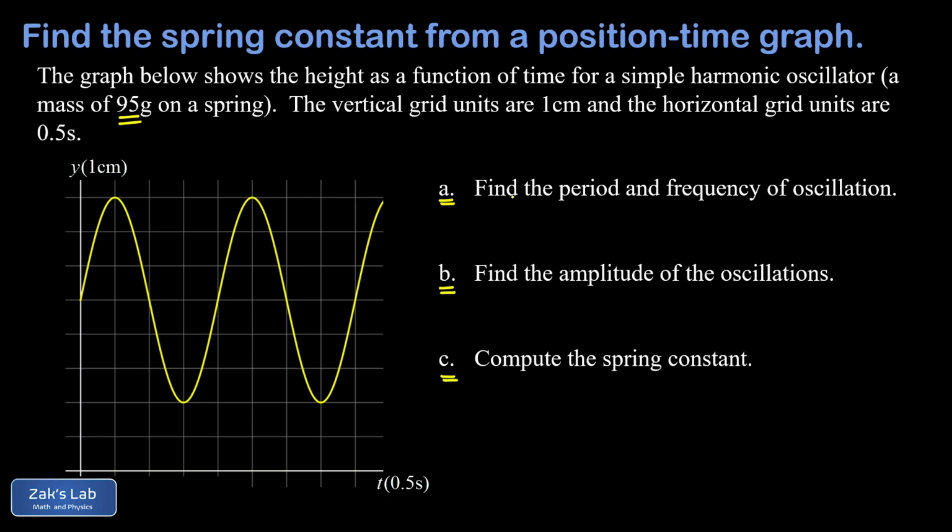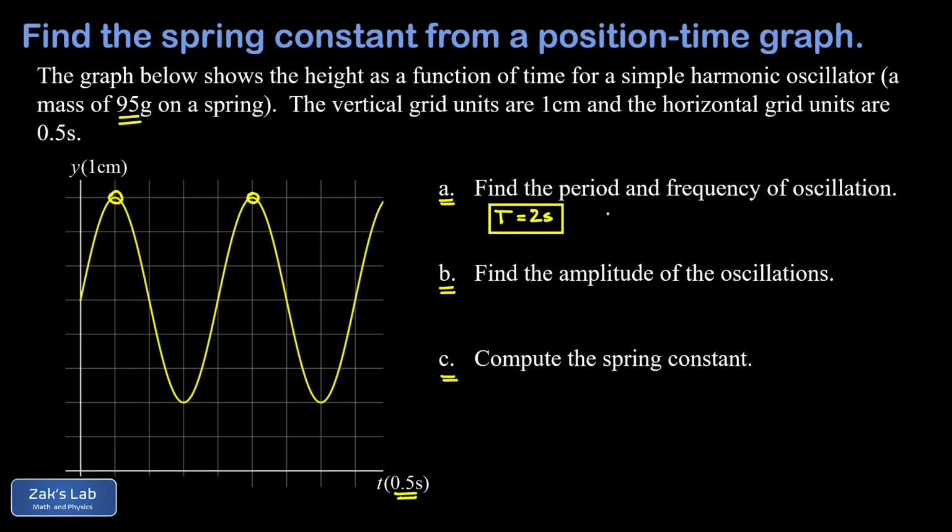So to find the period of oscillation, we just have to count how much time it takes for our oscillator to complete one full oscillation. I'm going to start at the top right here and then count the spaces. 1, 2, 3, 4 spaces before I return to that initial position. Now with each space being worth half a second, that's 2 total seconds. So our period is going to be 2 seconds.